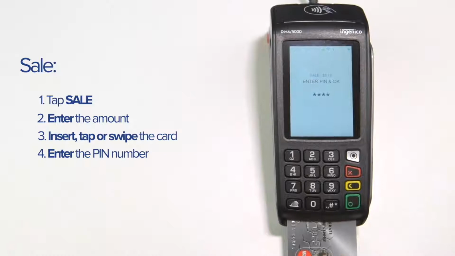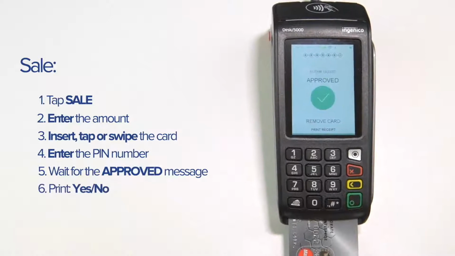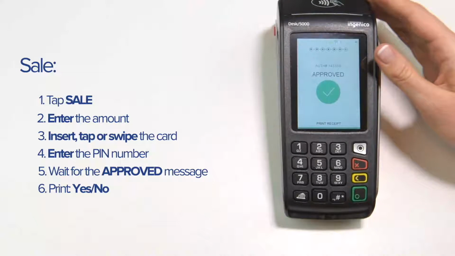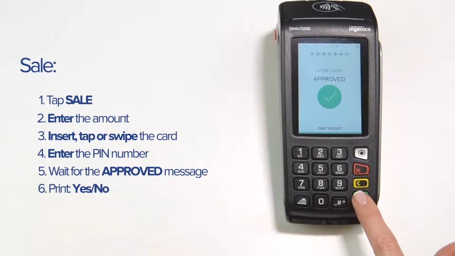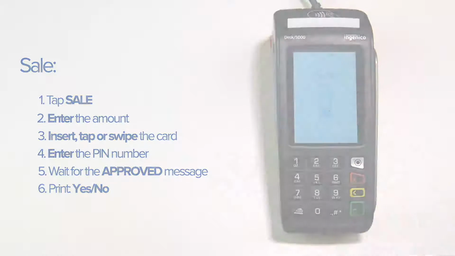The terminal will dial out, display the approved message, and ask you if you would like to print a customer's copy of the receipt. You can select yes or no, depending on your customer's preference. The merchant copy of the receipt will print out automatically right after.